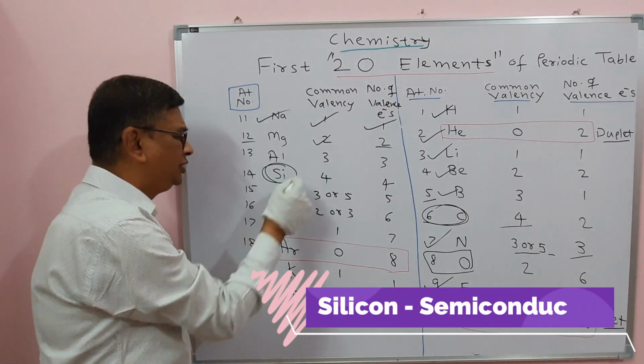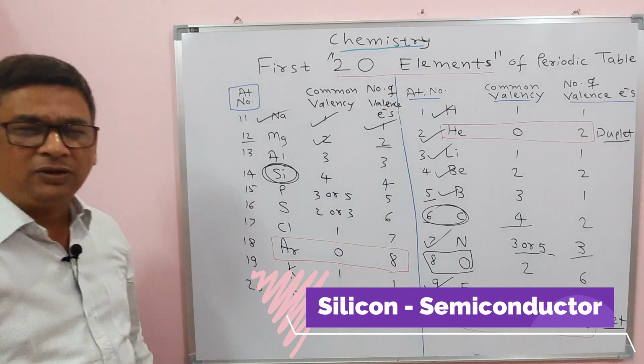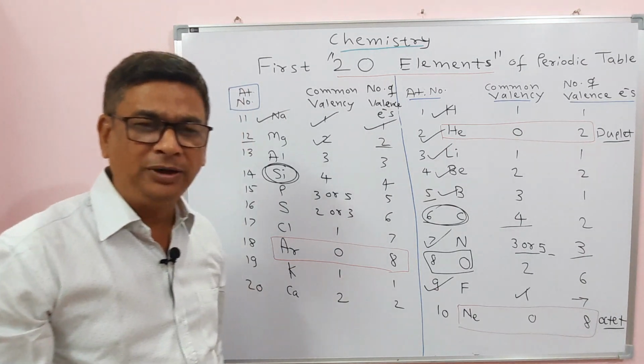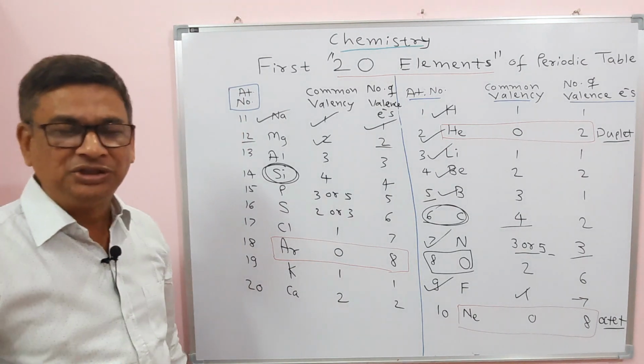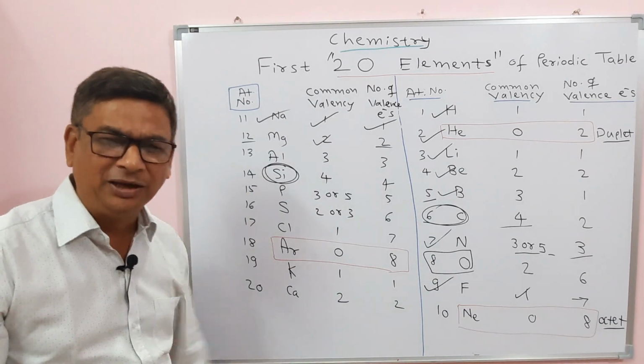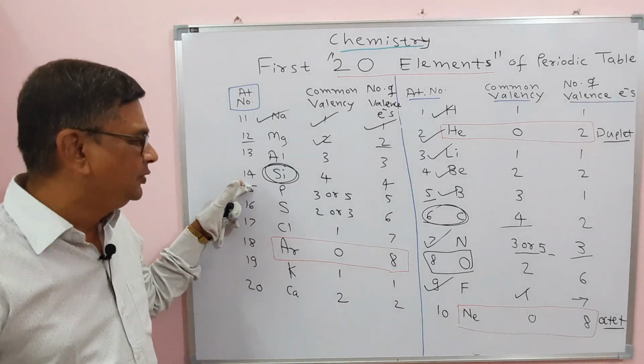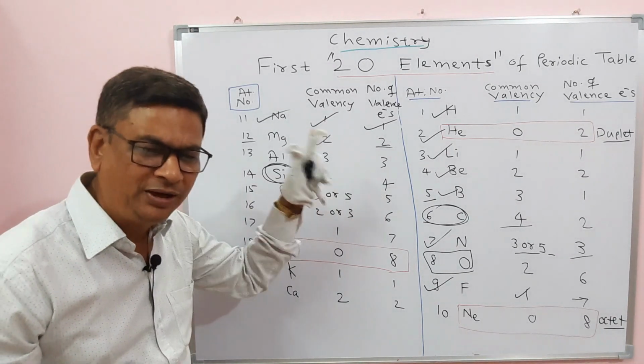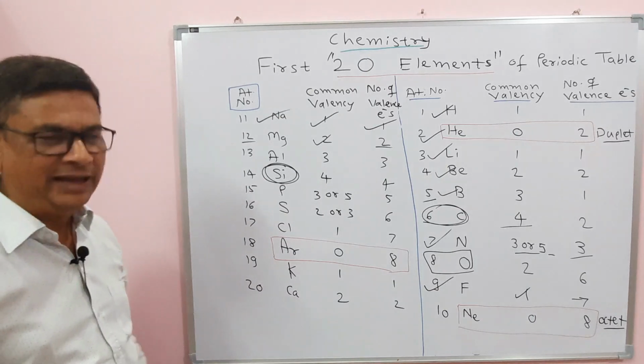Next one is silicon. Today's whole electronics world, mobile, TV, computer, laptop, all that internet is due to semiconductor materials, and those semiconductors, silicon and germanium. Silicon has atomic number 14, its valency is 4, and it has 4 electrons in the outermost shell like carbon.